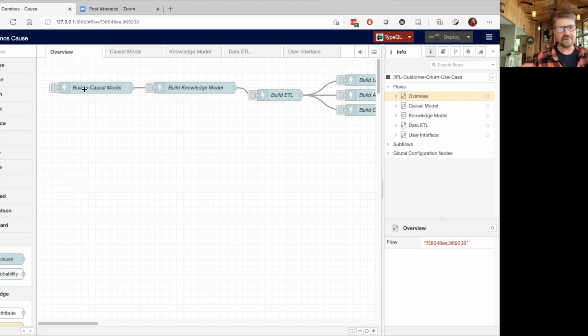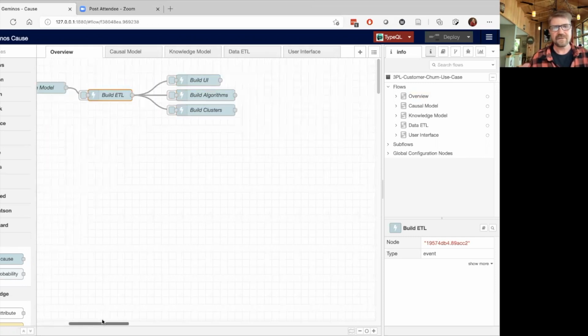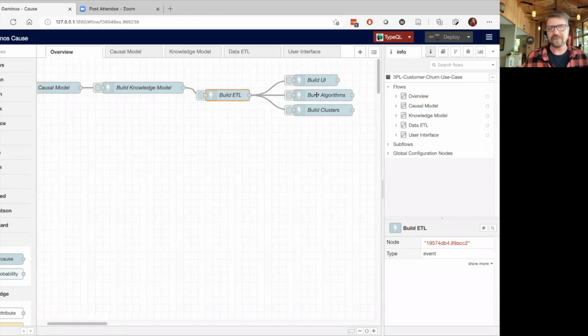So here's kind of the model that we follow. Build a causal model about the problem, build a knowledge model of the data in that causal space, build the ETL layer to get data into that knowledge model, build a UI, build your algorithms to do the calculations and the causation, and then identify clusters and build it. In reality, there's a bit of a loop that happens here, because you realize, oh, our causal model is missing something because we ended up getting down to this point and there's still a whole bunch of unexplained effects. So we need to go back and understand. So it is a bit of a loop, but this is the general idea.